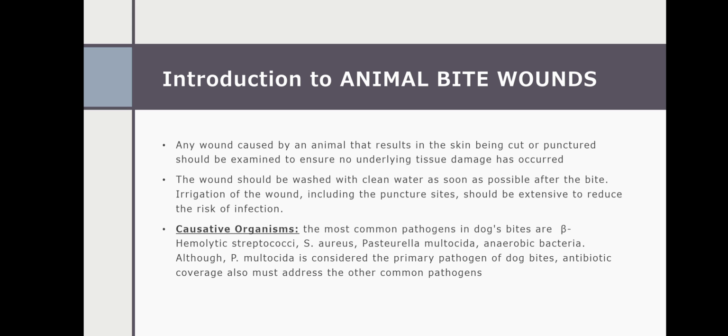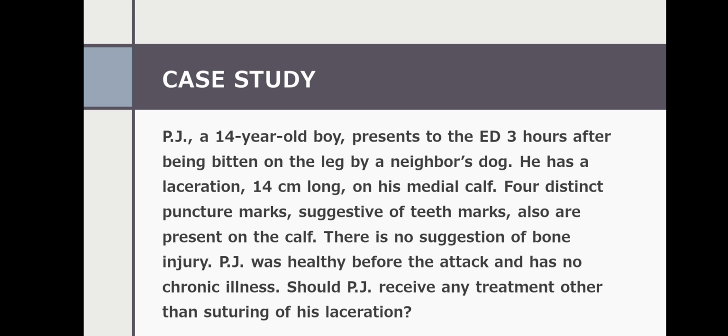The organisms involved in causing the infection: the most common pathogens in dog bites are beta hemolytic streptococci, Staphylococcus aureus, Pasteurella multocida, and anaerobic bacteria are also involved. Although P. multocida is considered the primary pathogen of dog bites, antibiotics should be used for other common pathogens as well. Basically, you should not just treat the primary pathogen involved, you should focus on other common pathogens as well. I'm going to further explain this topic by discussing the case study that I've given here.